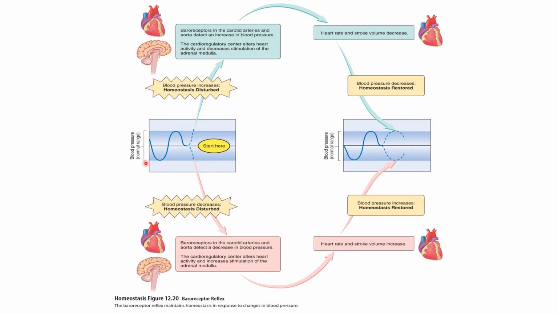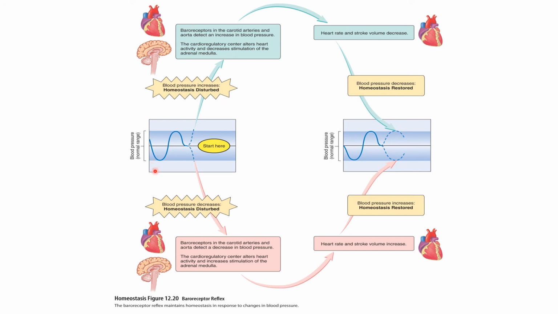So again, let's start in here. The normal blood pressure range. When it increases, there's always a homeostasis disturbance. When the blood pressure increases, the baroreceptors in the carotid arteries and aorta detect the increase, and the cardioregulatory center alters heart activity and decreases stimulation of the adrenal medulla. With this, the heart rate and stroke volume decrease and the blood pressure decreases once homeostasis is restored.